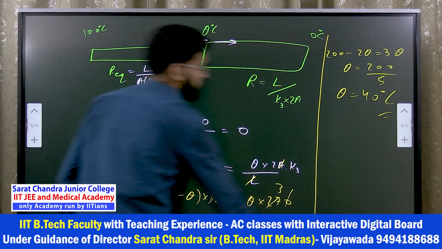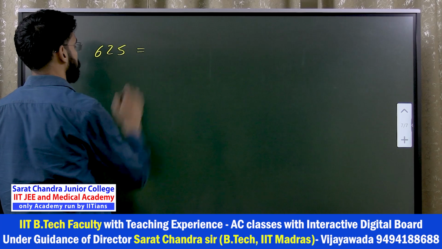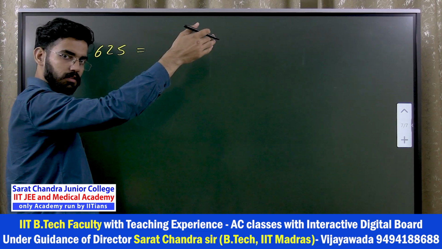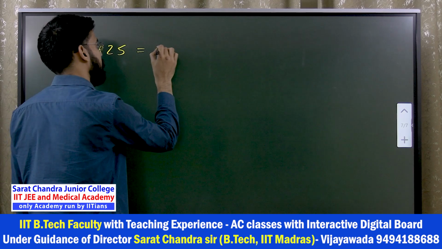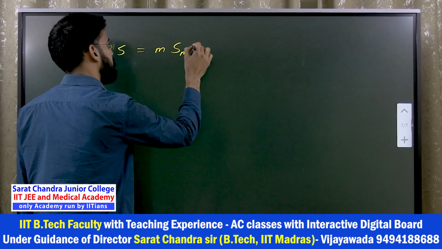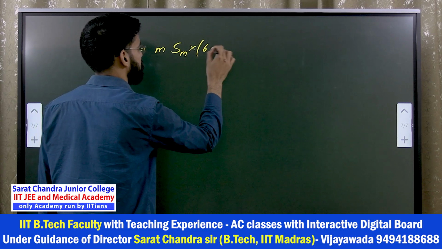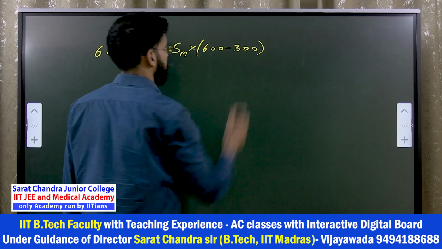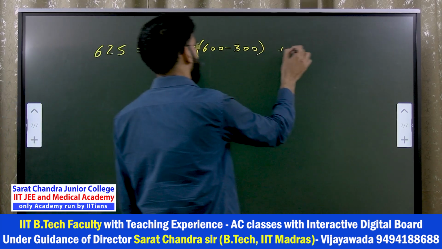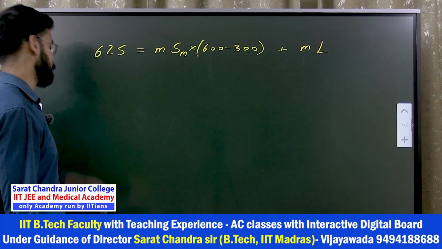So basically saying it like this, 625 joule is equal to, from 300 to 600 you have to go, so delta T is how much? 300. So M, the specific heat of that particular metal, into delta T, that is 300, basically 600 minus 300. Then you reach 600. Now from 600 you have to melt also, so plus M into L. Okay, that's it. So from here you have to get M.